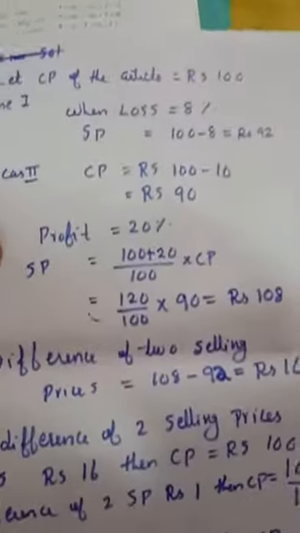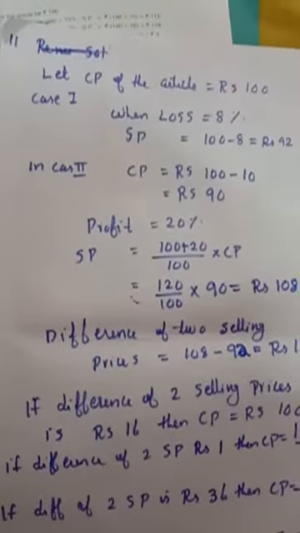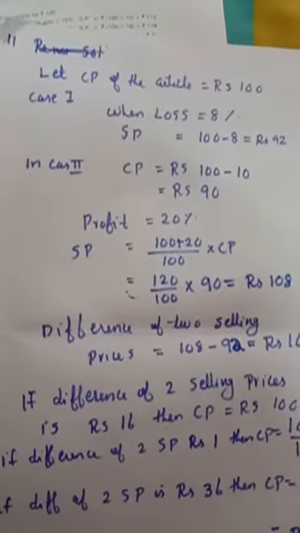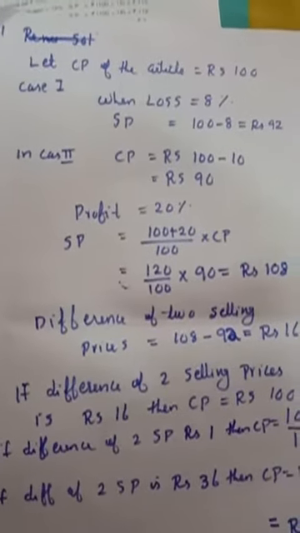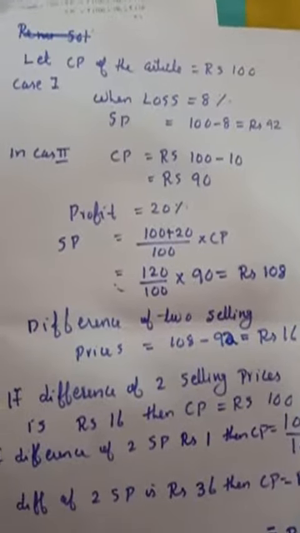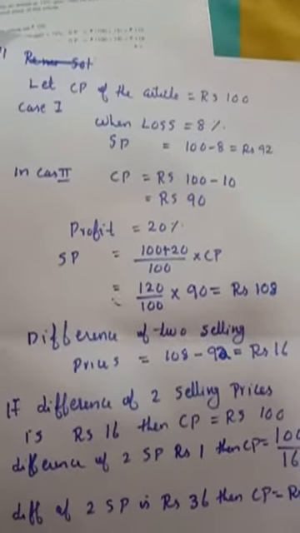So let's CP. Here also same method we can follow. CP of the article 100, and case 1 means loss 8%, you know. First the loss is 8%. So SP is equal to 100 minus 8, 92 rupees. Now second case, another case.